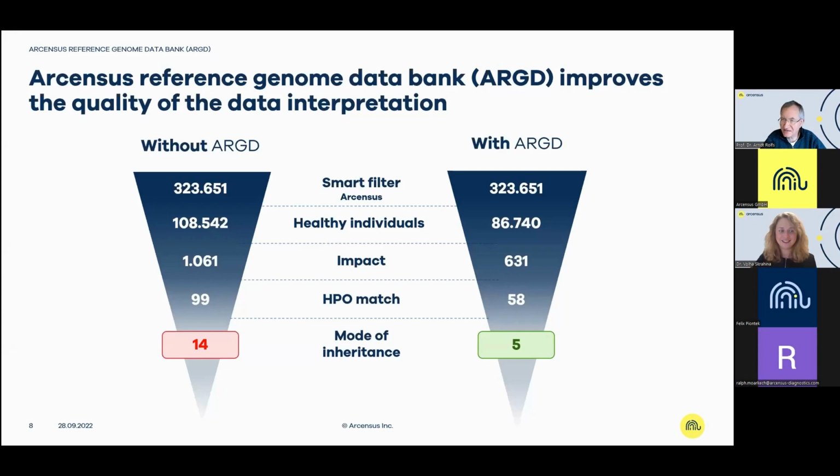And compared with the right side, you end up in 5. So 5, you might argue, oh, that's not a big difference to 14. Oh, it is a big difference, because it massively reduces the workload internally for the interpretation, and it significantly reduces the risk and the burden we typically bring to the clinician if we end up with a variant of unclear significance, or VUS. With that smart filtering and using the reference genome, we reduce the number of VUS by more than 90% and massively improve the quality of the reports we are sending out.